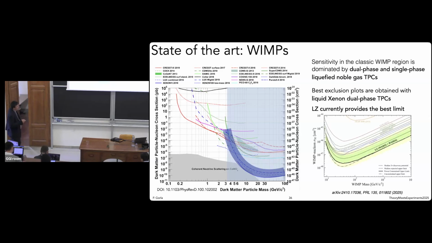At present, the best limit is provided by the LZ collaboration, what you see here, but the partner competitors are XENONnT and PandaX: LZ at Homestake in the US, XENONnT at Gran Sasso, and PandaX at Jinping Lab. They are, let's say, twin experiments. They are all doing xenon-based dual-phase TPCs, and they keep getting better relative to one another. At present, the best sensitivity is from LZ, but the twin experiments are almost there in sensitivity.